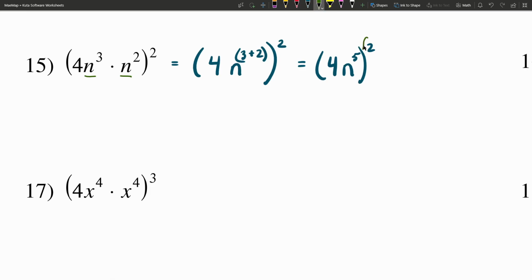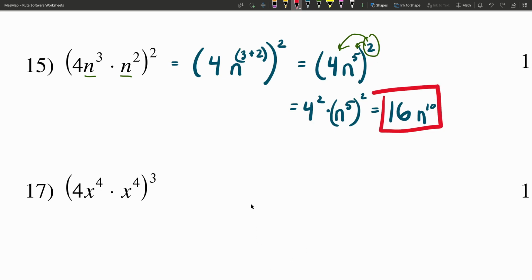Now, let's take this exponent of 2 and distribute it in. So we're going to get 4 squared times n to the 5th squared. 4 squared is 16, and n to the 5th squared is n to the 5 times 2, which is n to the 10th.